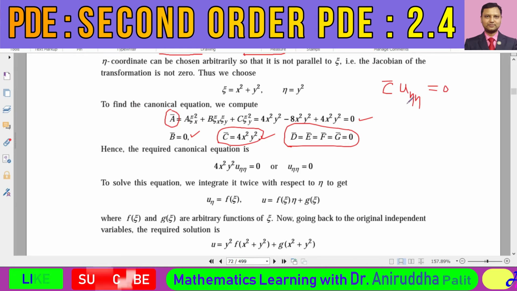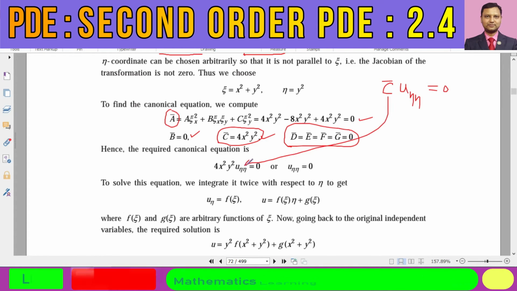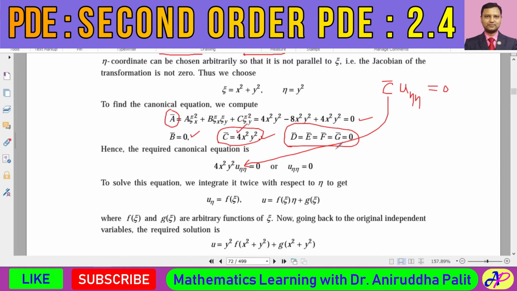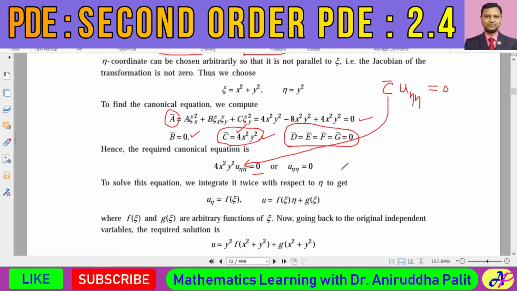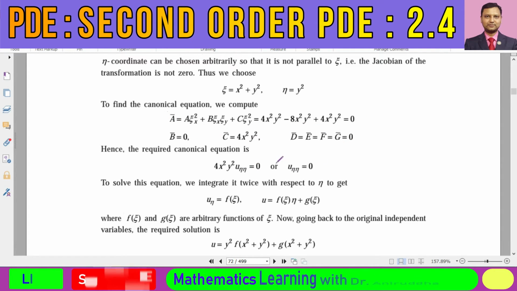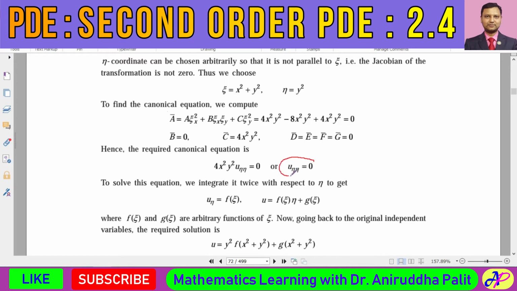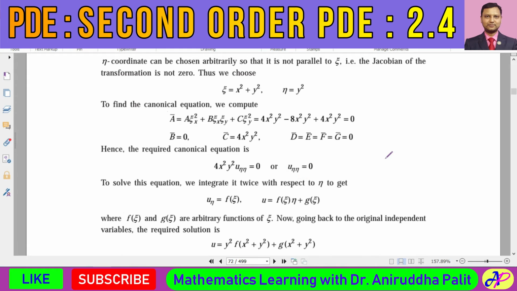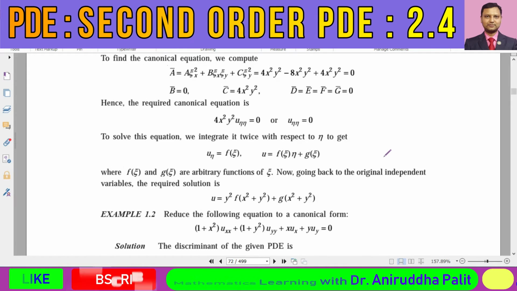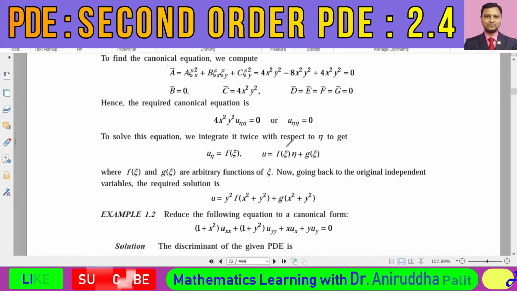So if you put the expression of c bar over here, you will get this type of relation. C bar is equal to 4 x square y square, and because on the right hand side we have 0, therefore we can simply write this relation as u eta eta equal to 0. So if u eta eta is equal to 0, then integrate it once with respect to eta partially, of course.